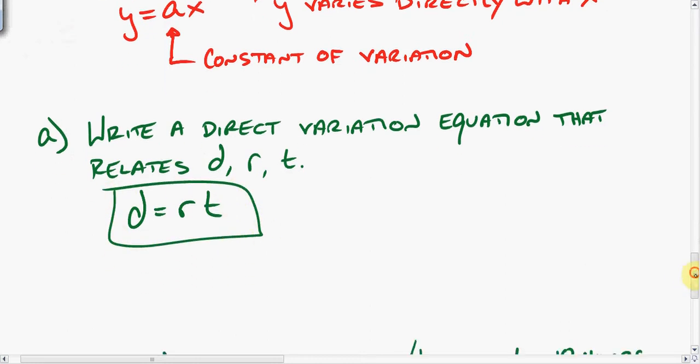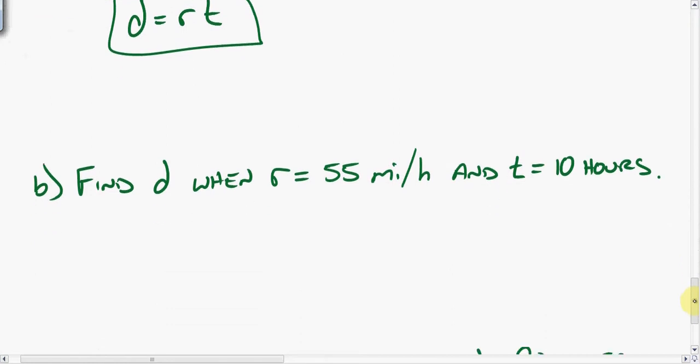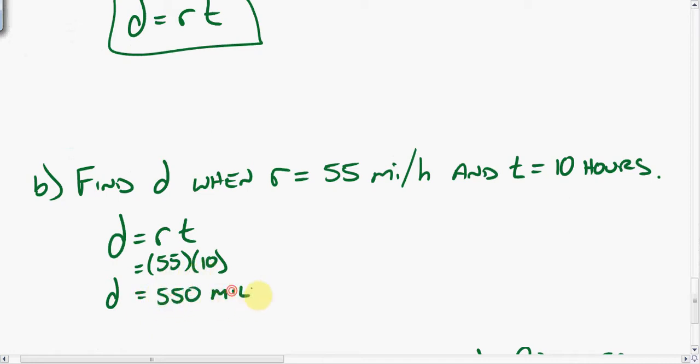Then I can use that to solve the rest of the problem. It says find d when r is 55 miles per hour and t is 10 hours. So if I have d equals rt, I simply replace r with 55, and I'm going to substitute 10 for t. And we can see d equals 550 miles.